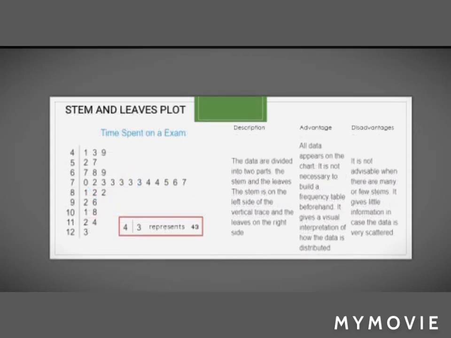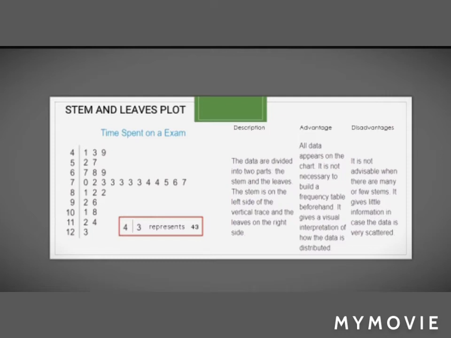Stem and leaves plot. The data are divided into two parts, the stem and the leaves. The stem is on the left side of the vertical trace and the leaves on the right side. Advantages of stem and leaves plot: all data appears on the chart. It is not necessary to build a frequency table. It gives a visual interpretation of how the data is distributed.